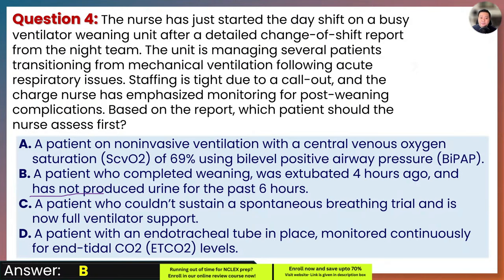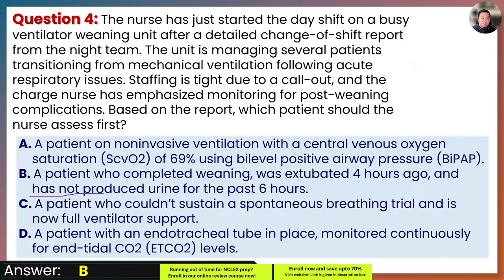Not critical. Usually the range in our SCVO2 is around 70 to 80%. And since the patient remains on BiPAP, they are still receiving ventilatory support and this reduces the immediate risk of respiratory failure. And so there's still a need for monitoring, but there is no urgent intervention required at this moment.